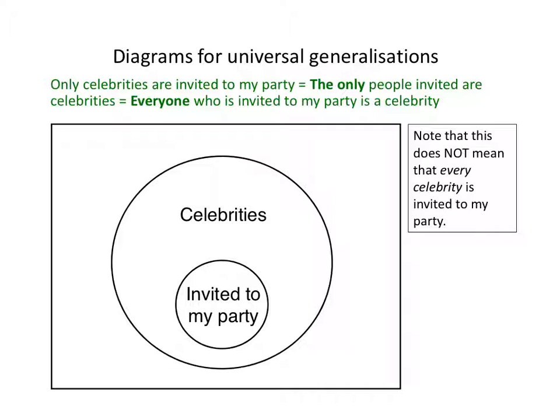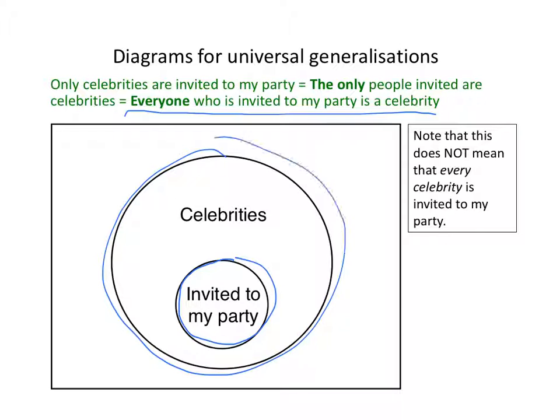Here's the answer: only celebrities are invited to my party means everyone who is invited to my party is a celebrity. So we would represent that like this. The small circle lists all the people invited to my party, and they're all celebrities. They're all contained inside the category of celebrities. But notice this claim doesn't mean that every celebrity is invited to my party. There could be lots of celebrities who I don't know, who I haven't invited to my party.